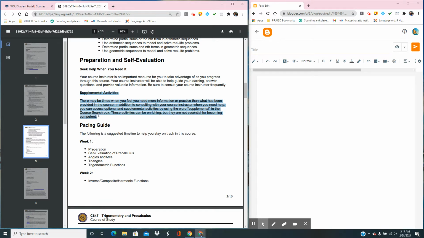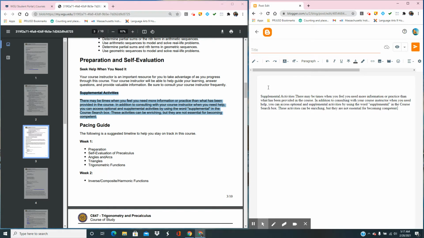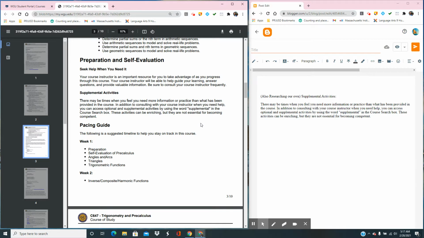As self-guided learners to a certain extent, we really need to be aware of that idea all of the time. By Googling things, especially, we need to be good at researching. Researching is the word. Researching our own supplemental activities. And some of my students are starting to do that with Khan Academy.